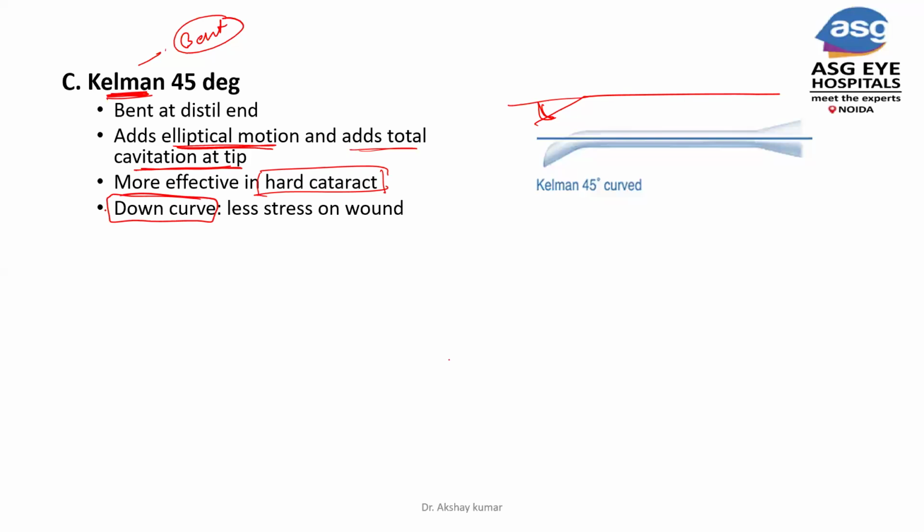So what is the significance of the down curve? You need to know, anyone can ask in any exam. The down curve will help to decrease the stress on the wound. How? Whenever you have a straight needle, you need to angulate it more to reach the central core of the nucleus. Whenever there is a down curve, you need not bend your phaco needle to reach the core of the nucleus. So this is how it decreases the stress on the wound.